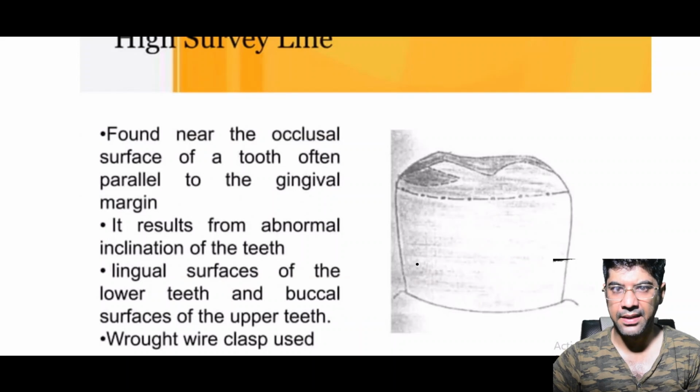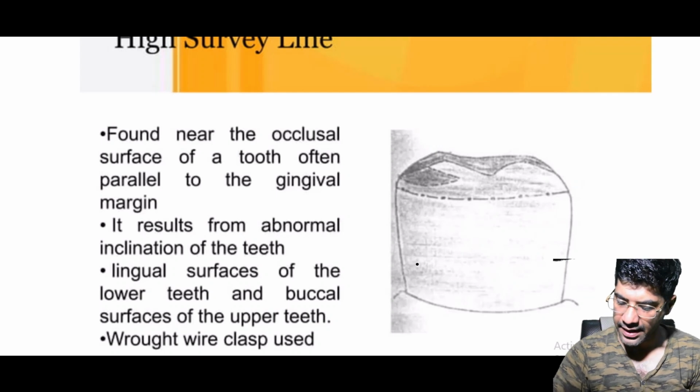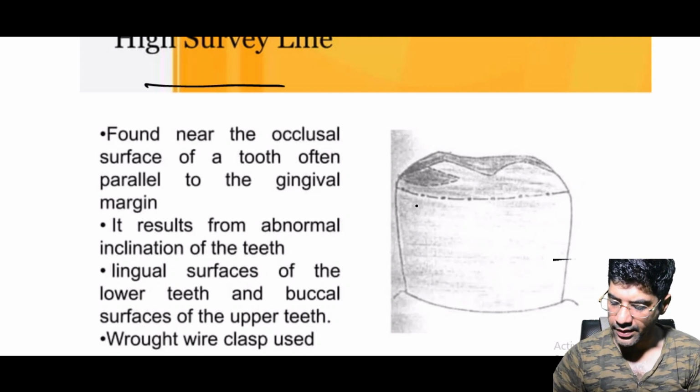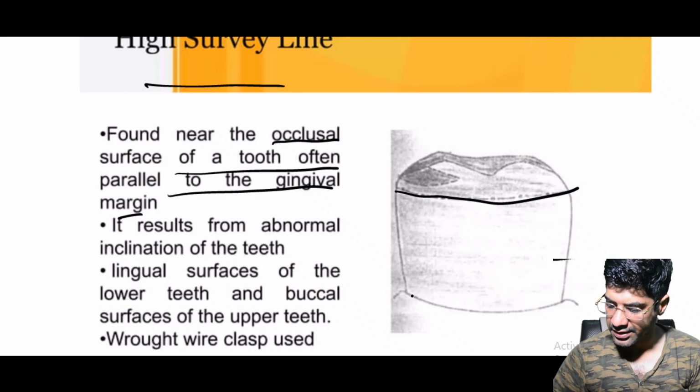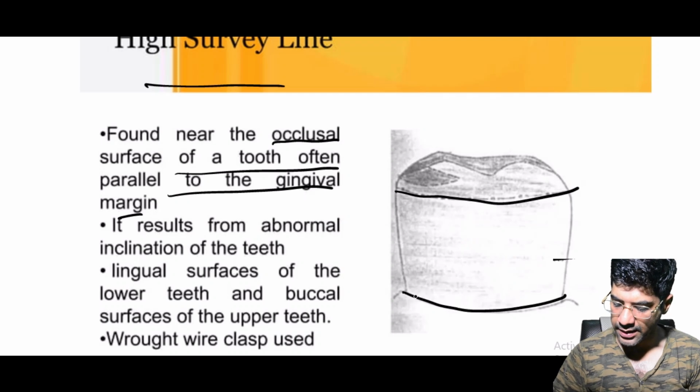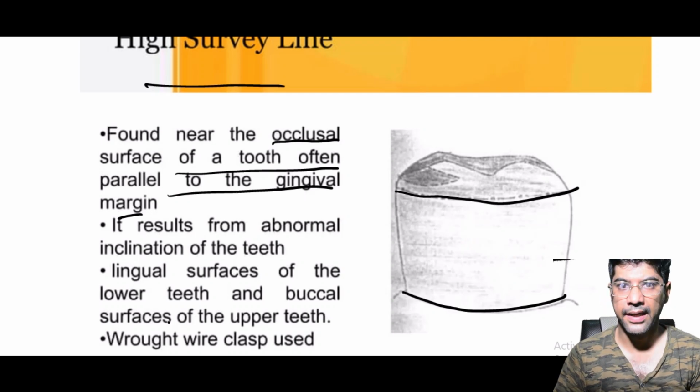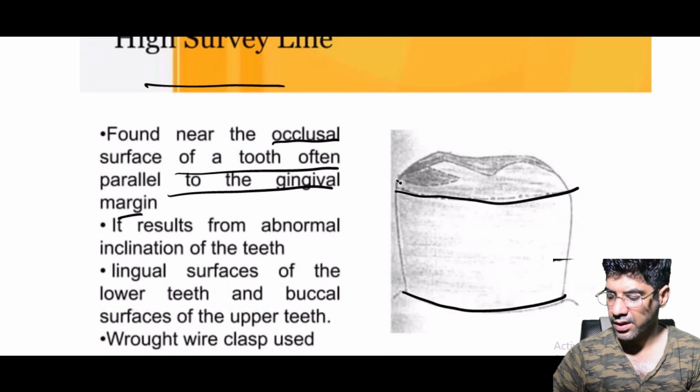Blatterfein divided the buccal and lingual surface of the tooth adjacent to the edentulous space into near zone and far zone. The near zone is the zone closer to the edentulous space, while the far zone is farther away. So the high survey line is found near the occlusal surface of the tooth, parallel to the gingival margin. It runs from the occlusal third in the near zone to the occlusal third in the far zone.